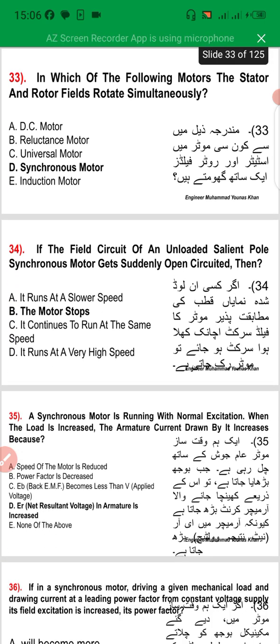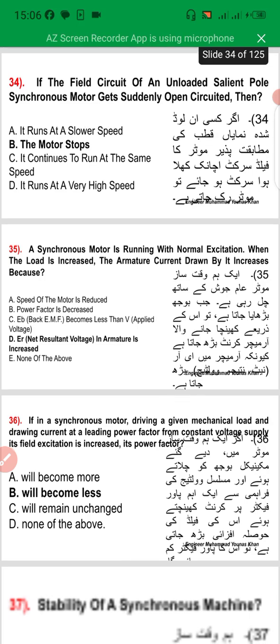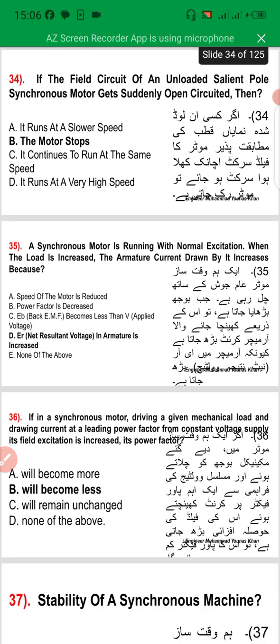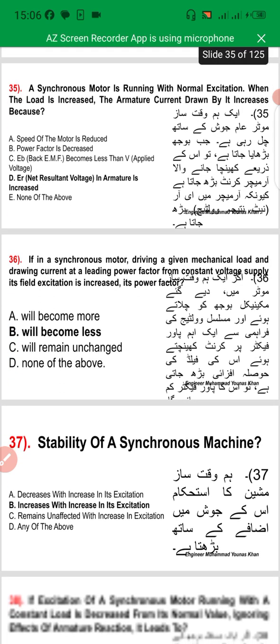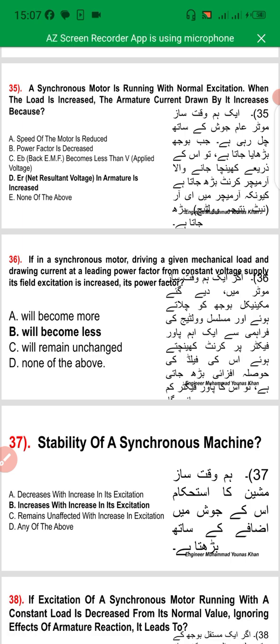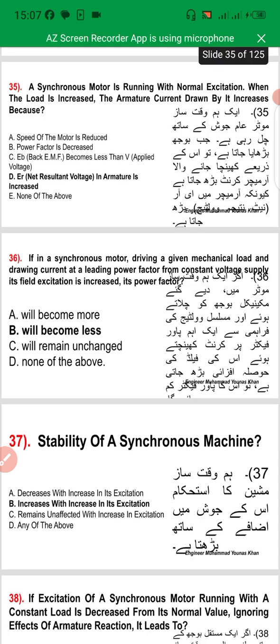In which of the following motors do the stator and rotor fields rotate simultaneously? Synchronous motor. If the field circuit of an unloaded salient pole synchronous motor gets suddenly open circuited, then the motor stops. A synchronous motor is running with normal excitation. When the load is increased, the armature current drawn by it increases because the net resultant voltage in the armature is increased.